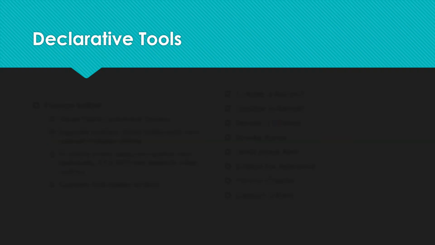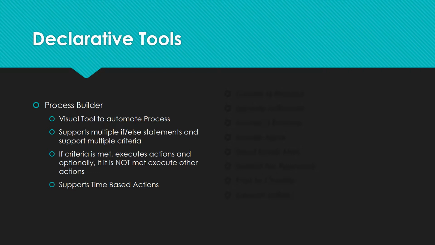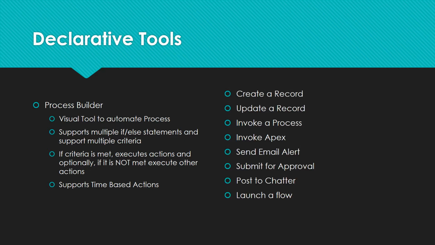The next declarative tool is Process Builder, and Process Builder is a visual tool to automate processes. It's a little more robust than workflow rules. It supports multiple if-else statements and supports multiple criteria. So if a criteria is met, execute an action, and optionally, if the criteria is not met, it could execute another action or look for another criteria. And it also supports time-based action.